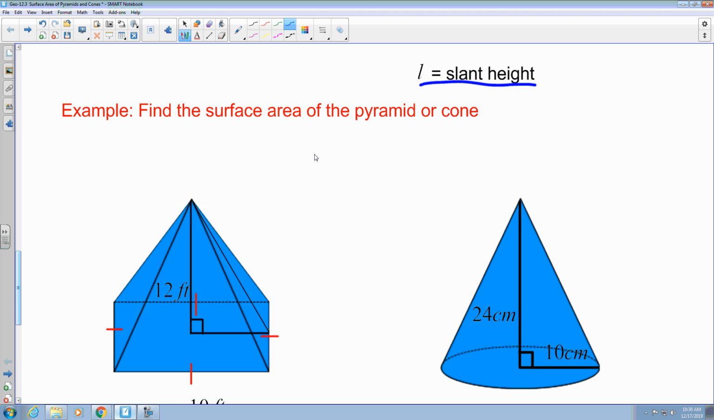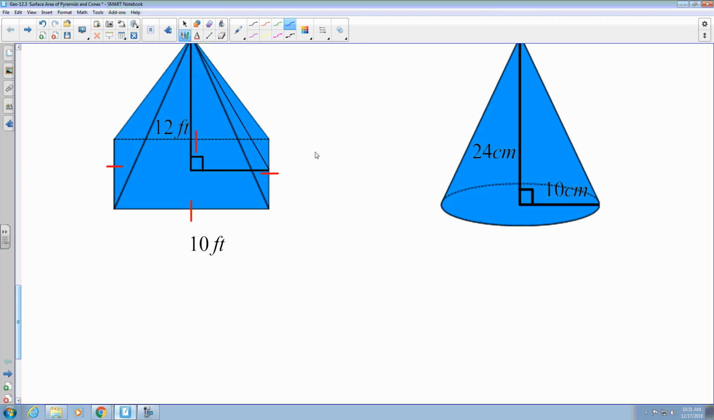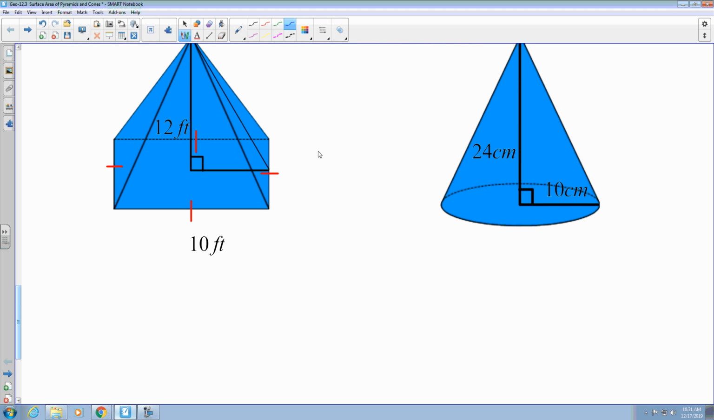What we have here is they want us to find the surface area of the pyramid or cone. We have the pyramid here on our left. If you look, we have hash marks on the bottom of the base, so even though it doesn't look like it, it is in fact a square. So we have the area of the base. In this case, the area of the base is going to equal 10 squared.